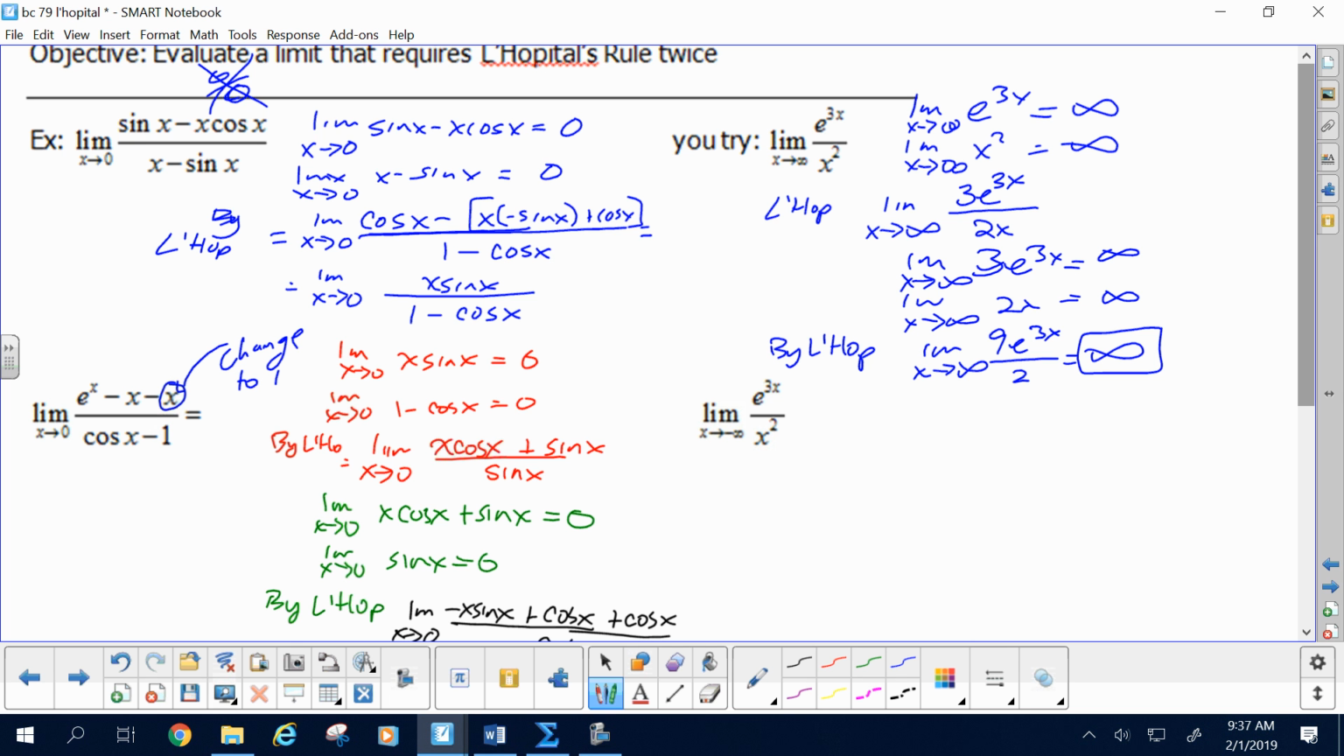Would you do the one below it, please? The lower right.